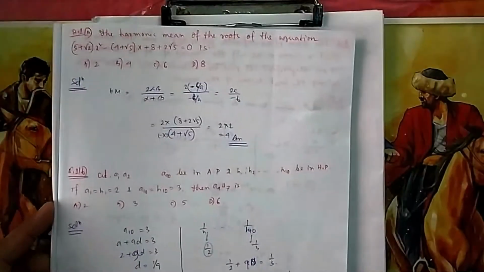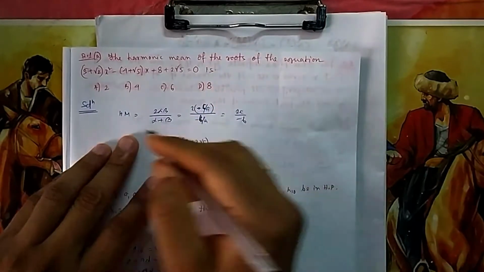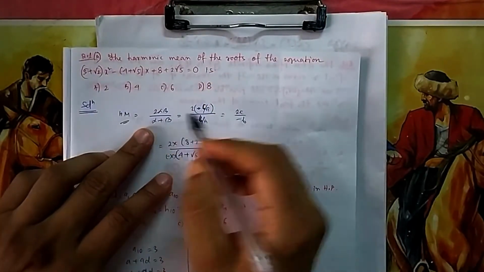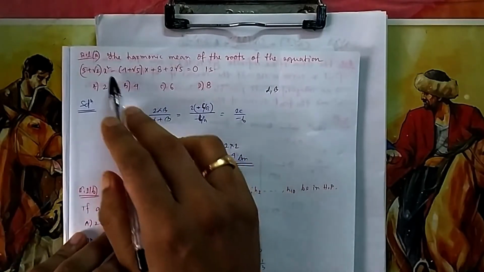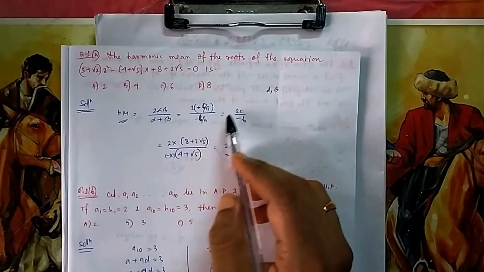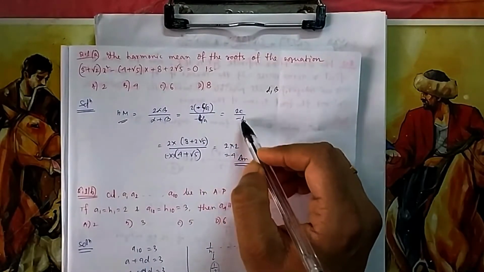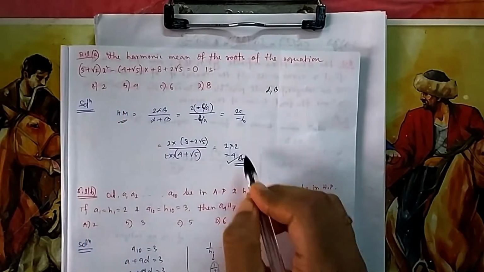If you see question number 1, the harmonic mean of the roots of the equation is this. So harmonic mean, you know, if alpha and beta are the two roots, is 2 alpha beta by alpha plus beta. Alpha beta you can find using the quadratic: product is c by a and sum is minus b by a. You put this value, that is 2c by minus b. You put c is this much, b is this much, then you get this answer, that is 4.